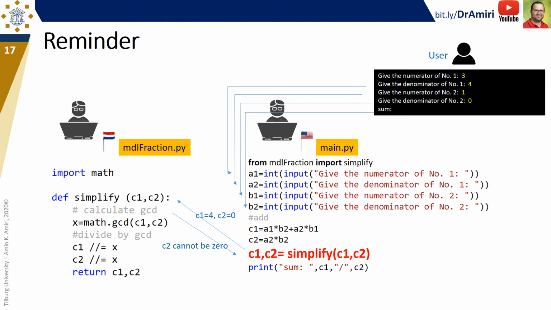Here, as you can see, the simplify function will call the codes that were created by the Dutch programmer, the MDL fraction.py. So what happens here? You see here that C1 and C2 are given to the simplify function. The Dutch programmer knows that C2 cannot be 0. How can the Dutch programmer tell the American programmer that C2 cannot be 0? Can he use print function?